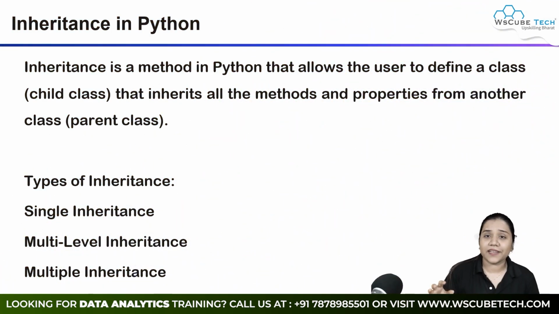So here also in Python, inheritance means very much what we actually mean in real life. Inheritance is a method in Python that allows the user to define a class that would be our child class, which inherits behavior from a parent class. So basically, you might notice over here that there is an involvement of 2 classes or more than 2 classes. We are talking about child and parent. Child class is the one which inherits behavior from the other class, and that other class is called the parent class.